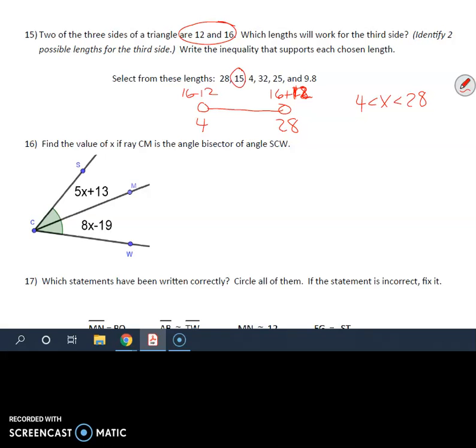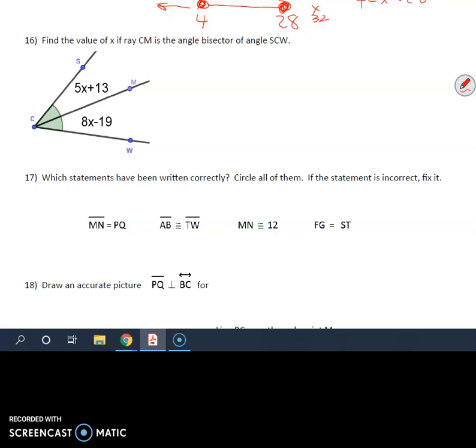So 15, 25, and 9.8. Those numbers are between 4 and 28. 28 doesn't work because it's the first example on the big end that doesn't work. The 4 doesn't work because that's the first example on the short end that doesn't work, going smaller than that. The 32 falls outside the range, so that's why those three do not work.